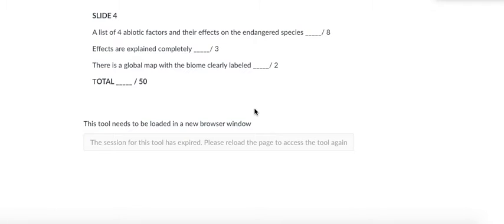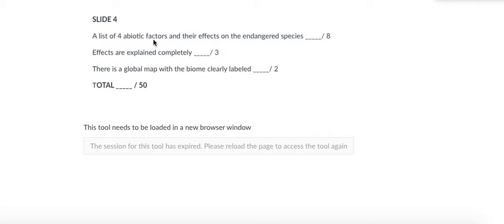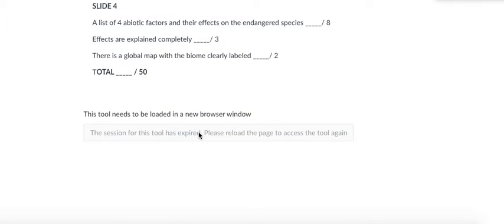The last slide that you're going to make is going to list the 4 abiotic factors that have effects on your endangered species, and explain those effects, so how it influences those organisms, and a map of their territory, and it's labeled clearly. And all of this is worth 50 summative points.